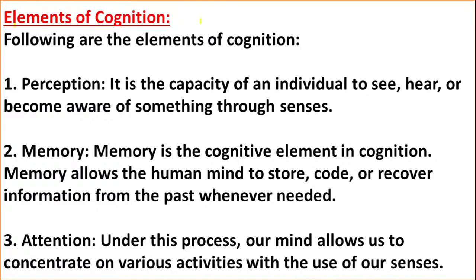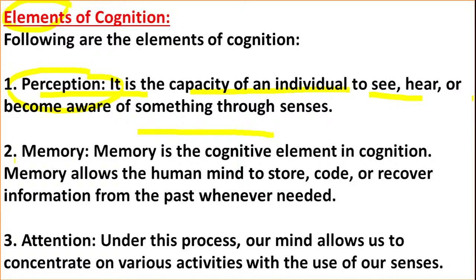Yes, there are some elements. First one is perception, memory, attention. So let us see what we mean by perception. It is the main element of cognition. Perception is the capacity of an individual to see, hear, or become aware of something. Here the children or students are gaining knowledge through senses, by hearing, by seeing, through taste. They are going to gain knowledge here.